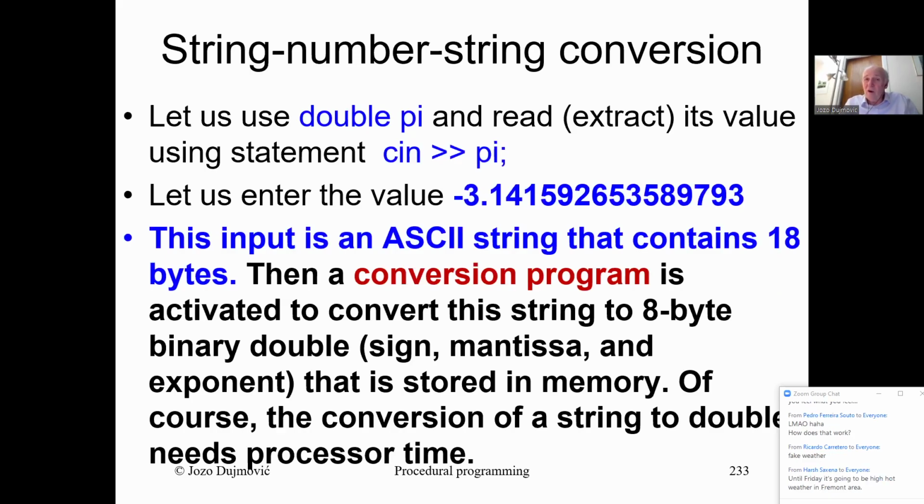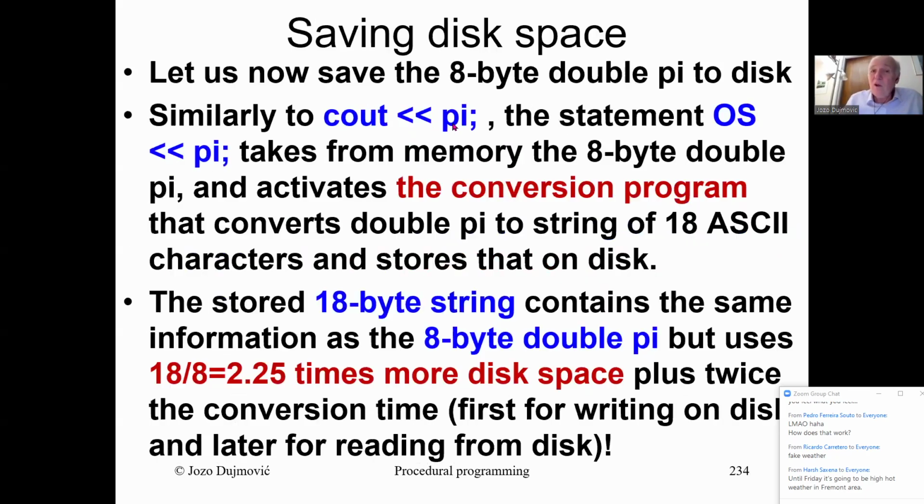So let us now go in the opposite direction. We want to display pi on our screen, so we say insert pi to the output stream. We are not going to accept mantissa and exponent. Who needs that? So there must be a program that converts mantissa and exponent to these 18 bytes, minus 3.14. Well, this is okay. This is legitimate. It should be that way.